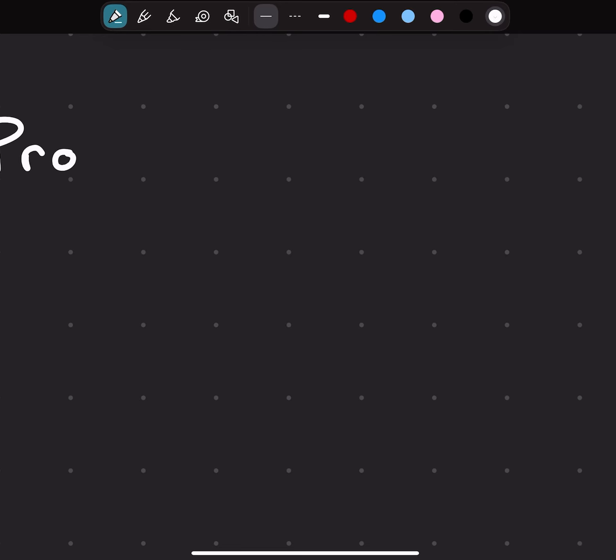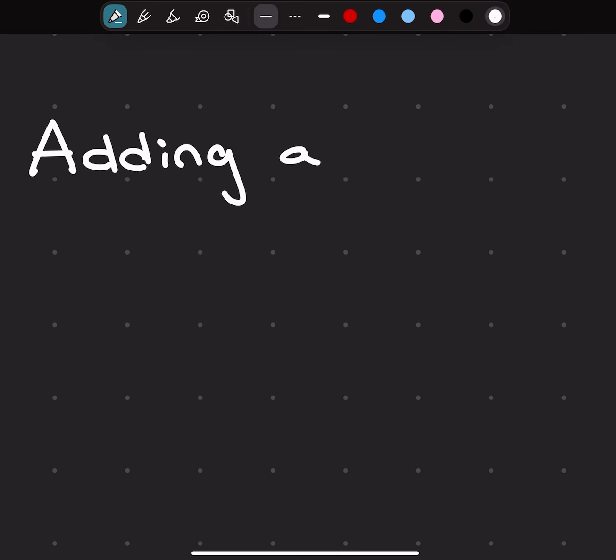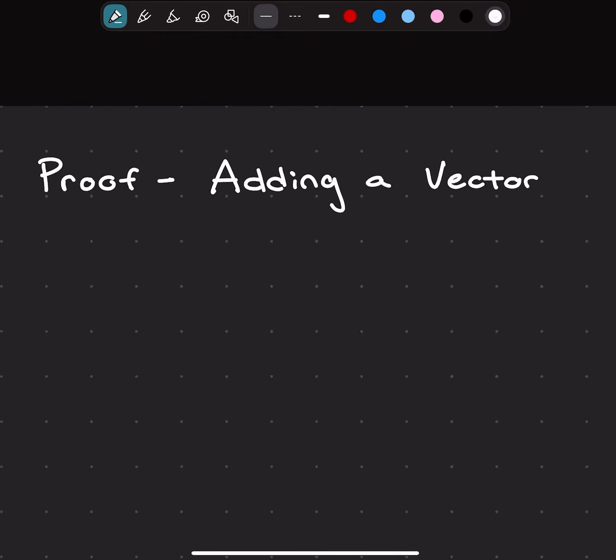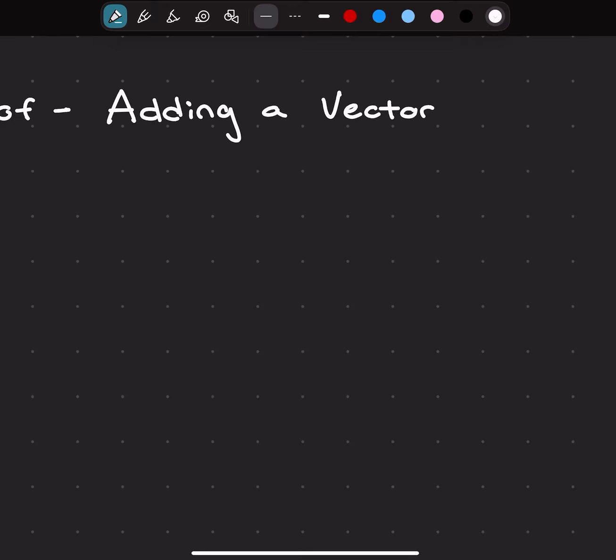So now we're going to prove, proving the adding portion first. So we want to show that adding a new vector v, let's say, that is not in the span of S keeps the set independent.